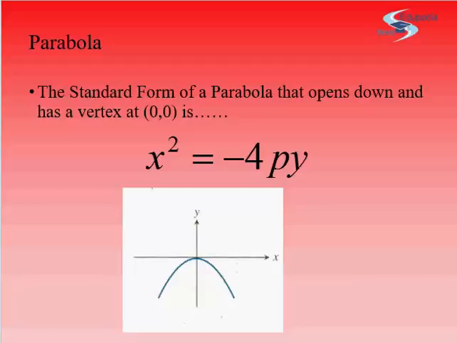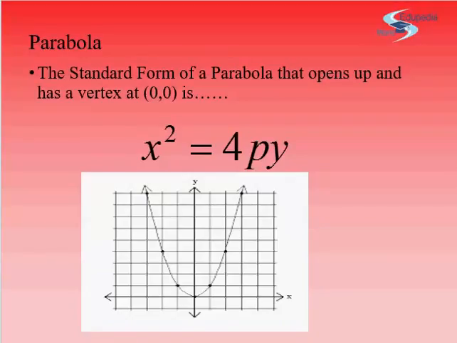So the differences we saw were that you're going to have a negative sign, and that's it. That is the only difference. So just like that, over here if you see, the previous one had x squared is equal to 4py. The next one is just going to be x squared is equal to negative 4py.